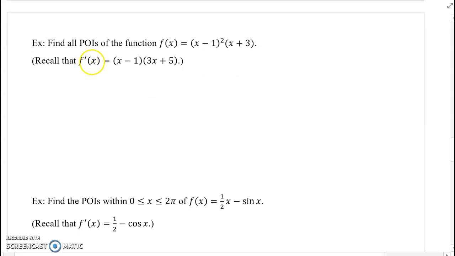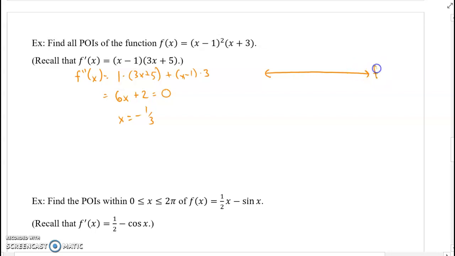So remembering that the first derivative is x minus 1 times 3x plus 5, maybe since it's already in factored form, we'll do the product rule here. If you prefer to distribute and use the power rule instead, who am I to judge? You should get the same answer. So anyway, we've got 3x plus 3x is 6x. We've got 5 minus 3 is 2. And we're going to set that equal to 0. We're going to find that x equals negative 1/3 is the value where the second derivative equals 0.